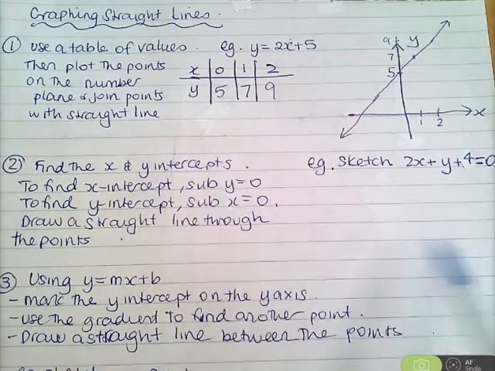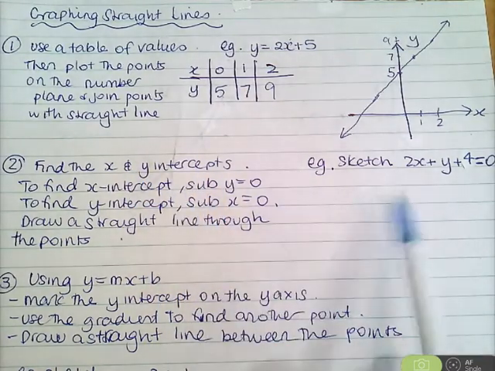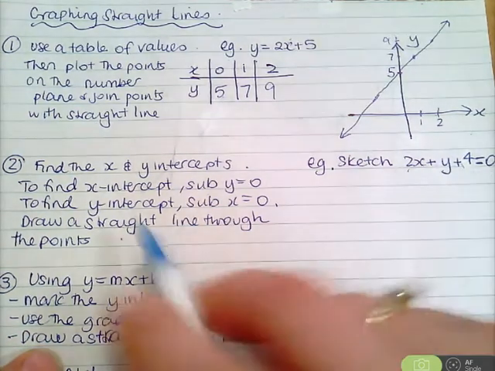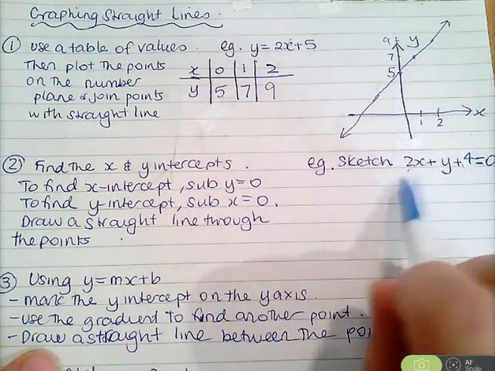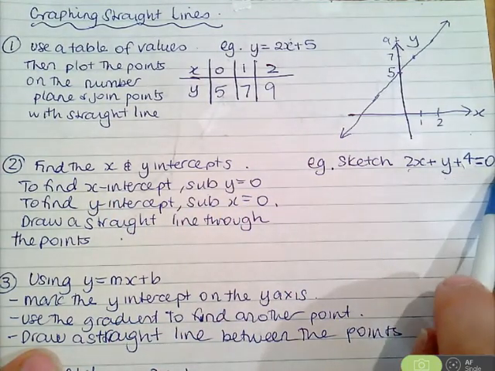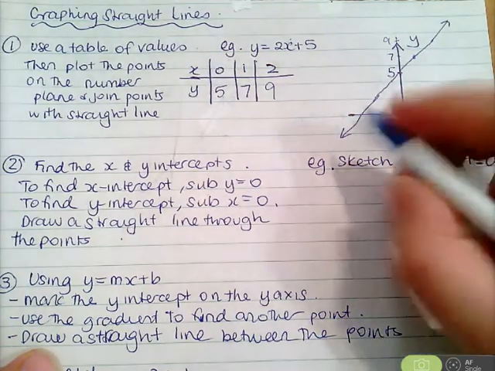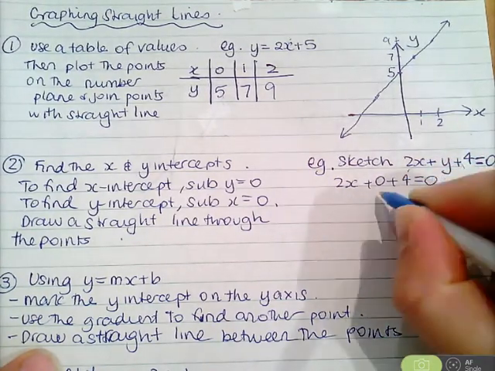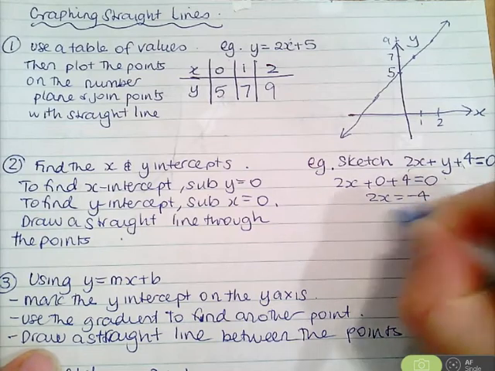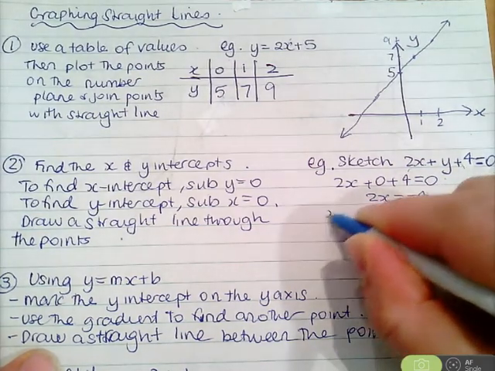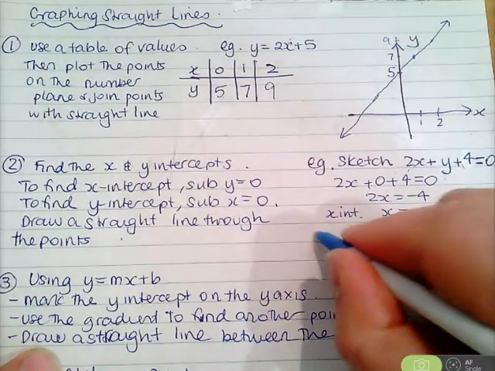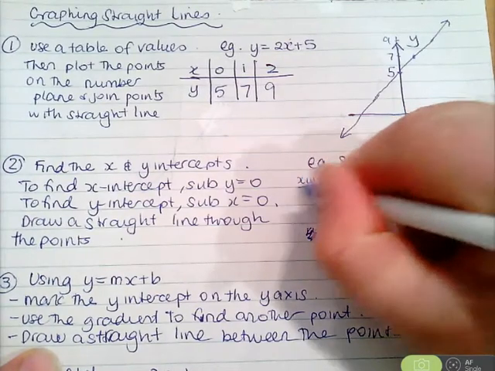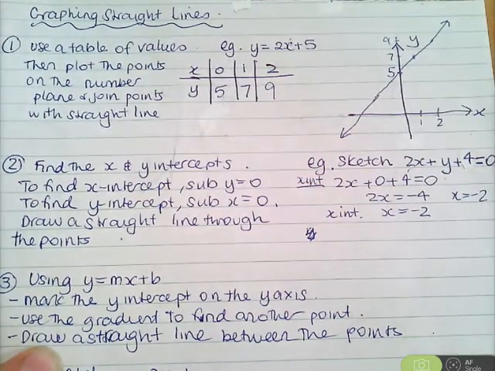Okay, another way that you can graph a straight line, especially if it's in general form, is to find the x and y intercepts. Now, to find the x-intercept, substitute y equals 0. So, for example, with this equation here, if I want the x-intercept, I'll substitute y equals 0. So I get 2x plus 0 plus 4 equals 0. And so therefore, 2x is negative 4, x is negative 2. That is my x-intercept. Okay? Now for my y-intercept, I substitute. So that was my x-intercept. I'll just move it up here so I've got enough room.